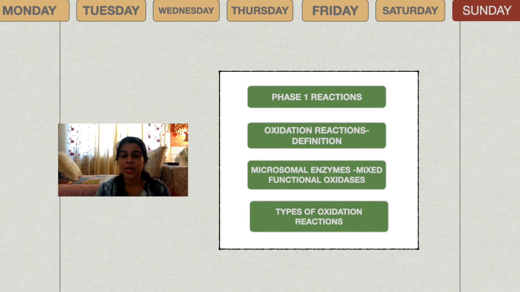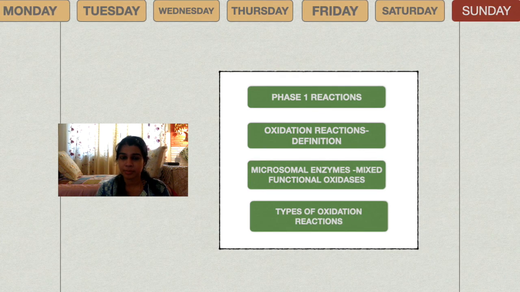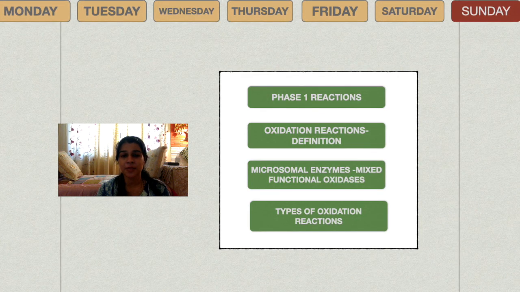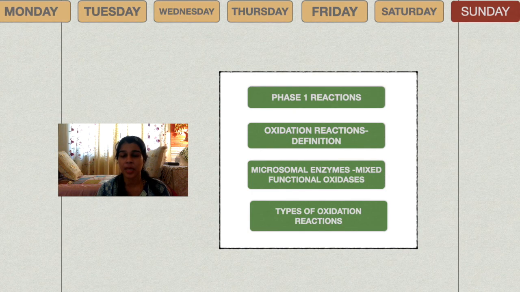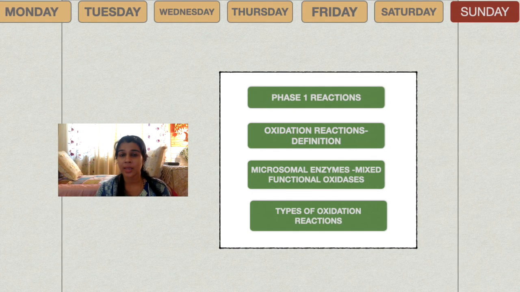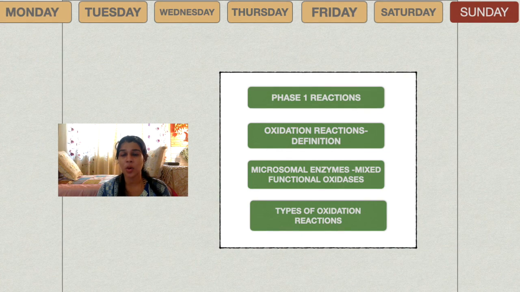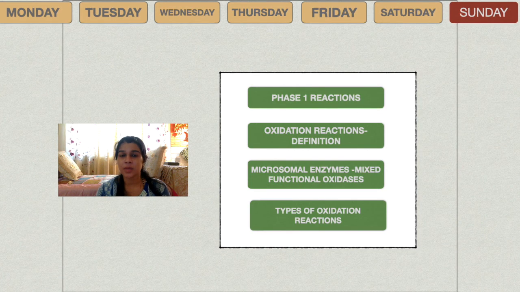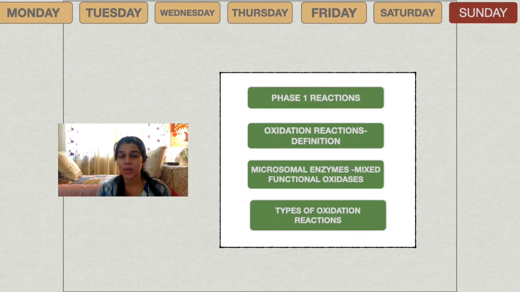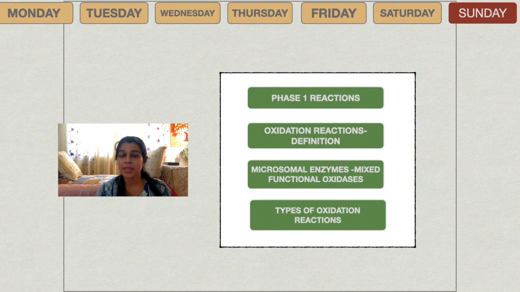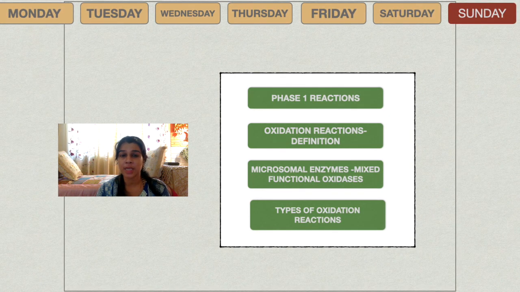And most of the oxidation reactions are catalyzed by mixed function oxidases, abbreviated as MFO. And the most important among these are the monooxygenases. They are found in the liver, and then we'll go into detail. And in the final step, they involve a cytochrome P450 heme protein.